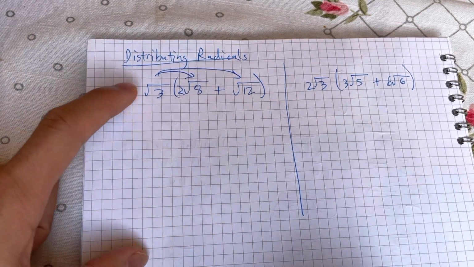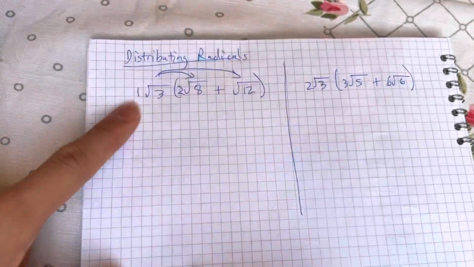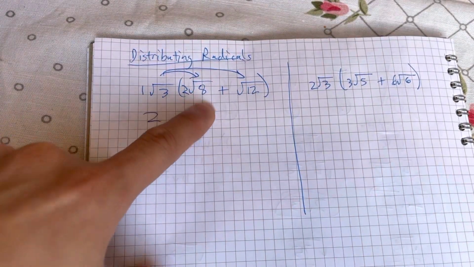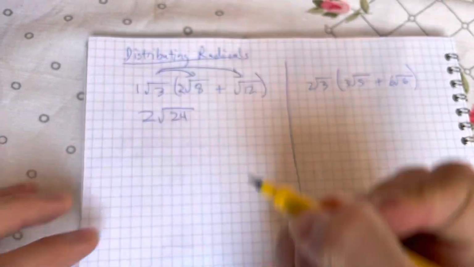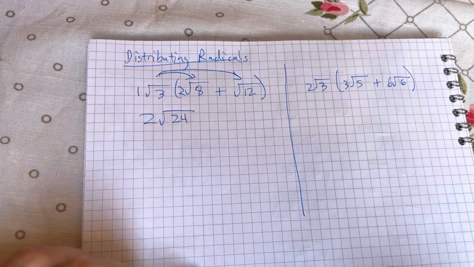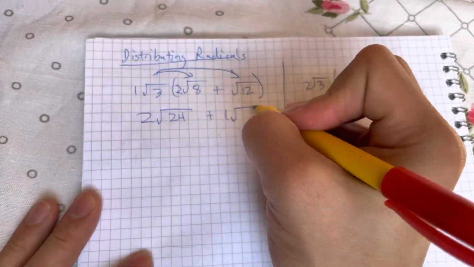So basically, the first thing you want to do is 1 root 3 times 2 root 8. So 1 times 2, outside times outside, is going to give you 2. And root 3 times root 8 is going to give you root 24. Okay? And then you distribute it to this thing. 1 times 1 is going to give you just 1. And then root 3 times root 12 is going to give you root 36.